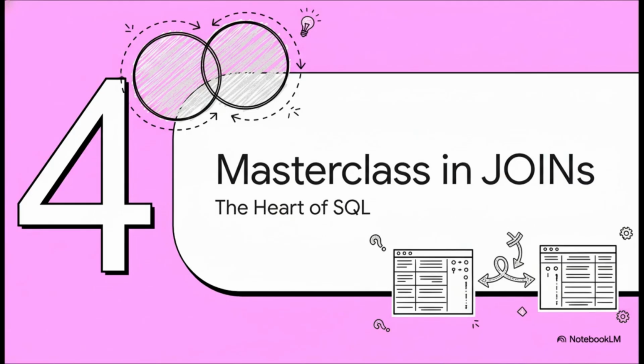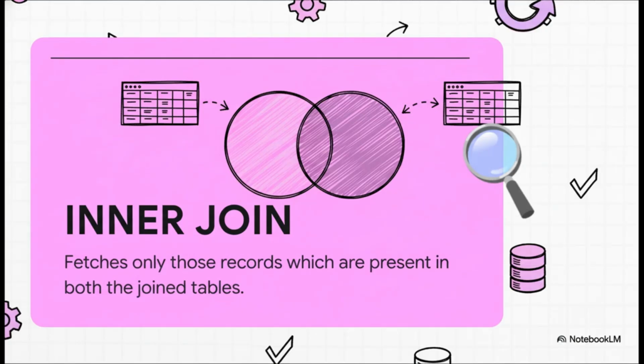Okay, let's move on to the 4th, and let's be real, maybe the most important tool in our kit, the Join Masterclass. Joins are the absolute heart and soul of relational databases. It's how you weave data together from different tables to find real insights, and you are 100% going to be asked about them. First up, the workhorse, inner join.